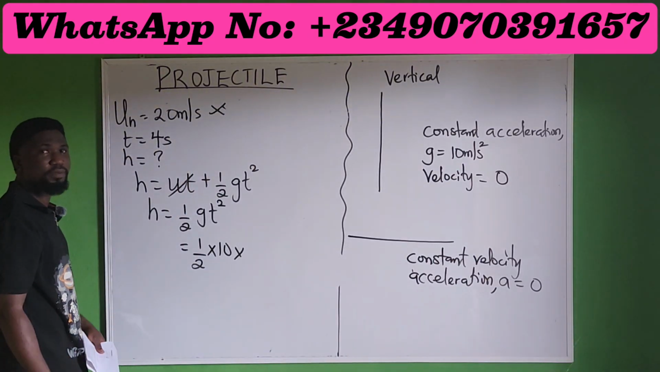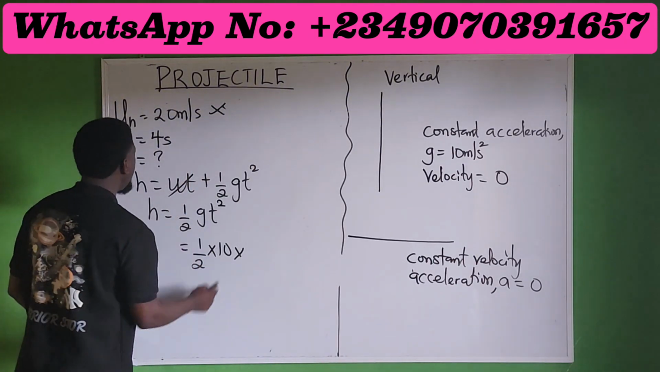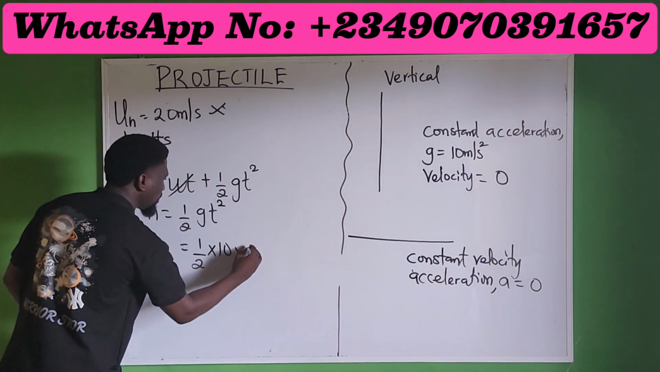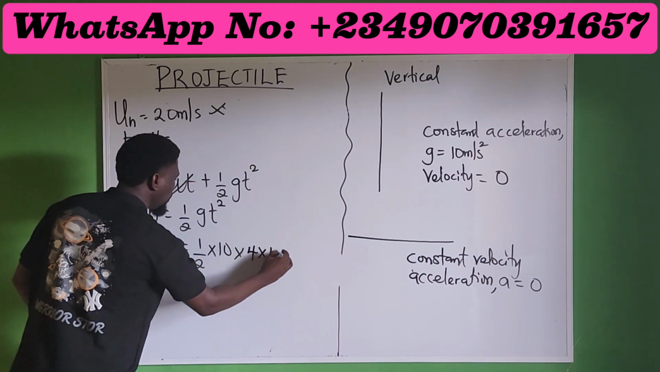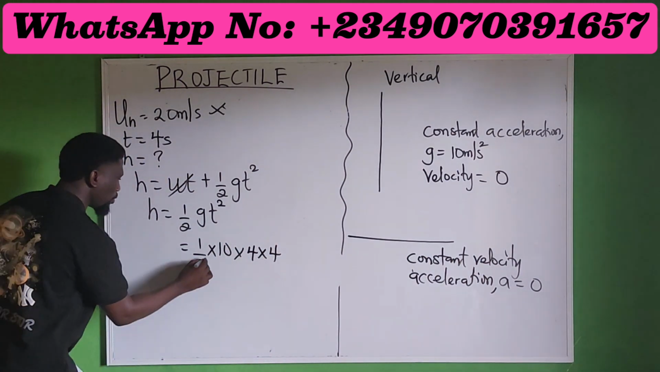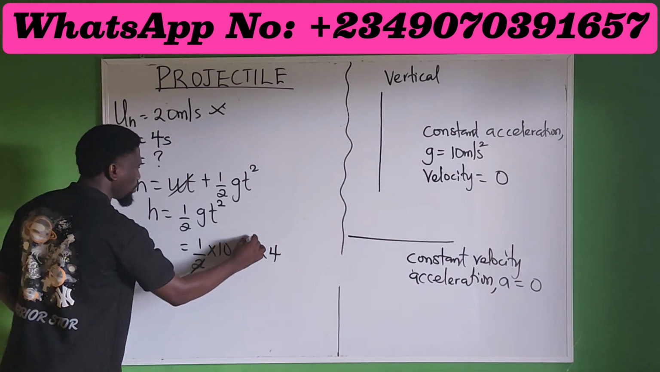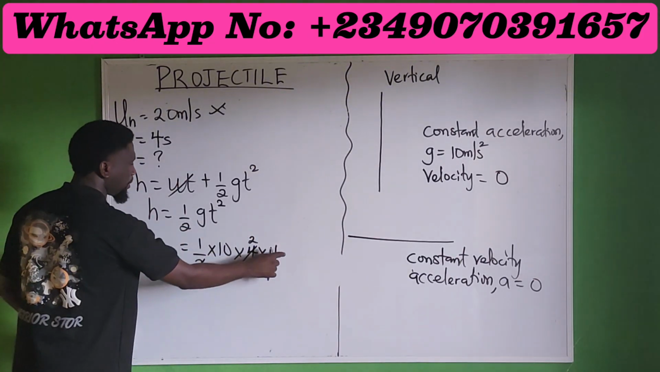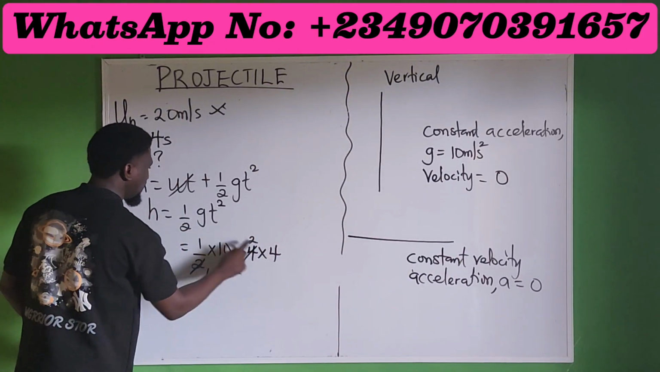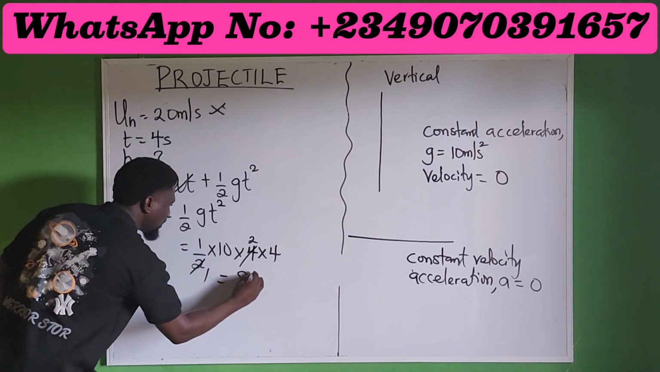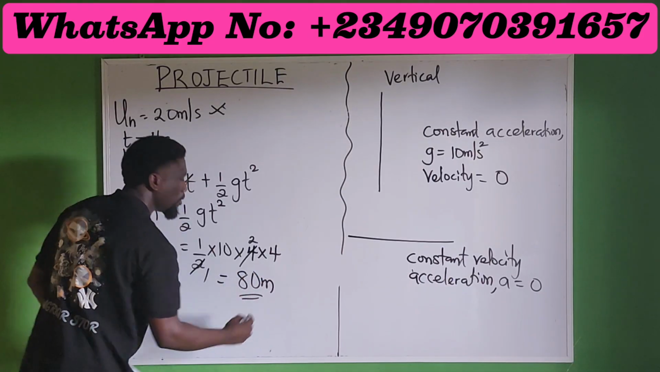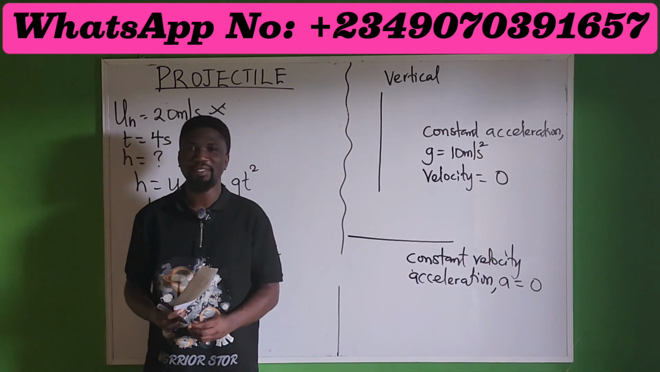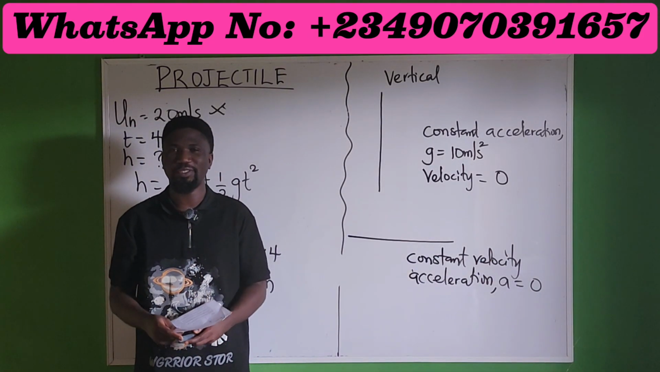It's for the horizontal. So t is 4. So 4 squared is what? That's 4 times 4, which is 16. So 2 here, 1, 2 here is 2. 2 times 4, that is 8. 8 times 10, that will give us 80 meters. So the answer there is what? 80 meters. So let's move to the next question.